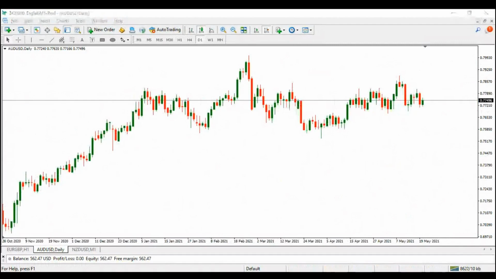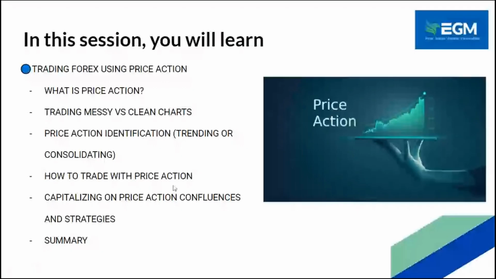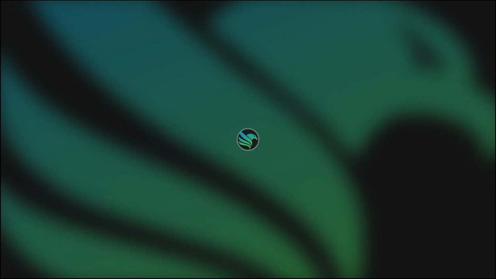Okay, so what I'll do right now is merge this and this together. I can't talk about support and resistance without talking about this right here. I'll share my screen right now. You would see what I will be adding to the list. You can't talk about how to trade with price action without talking about capitalizing on price action confluences and strategies. So I'll be merging the two together, and you will get a clean, deep understanding of what I'm about to say.